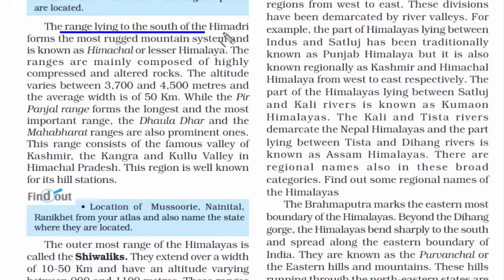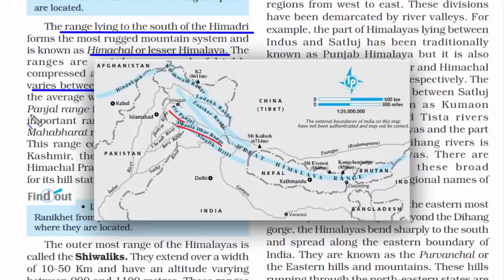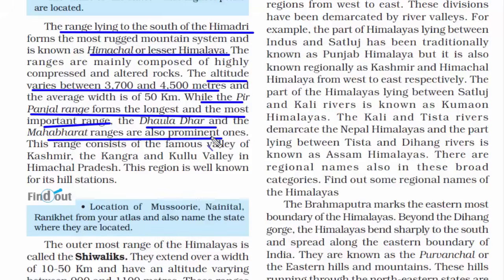Now as you go towards the southern part of the Himalaya, this range is called the Himachal or Lesser Himalaya. And obviously here the heights of the mountain peaks have to be lesser than the above one. Here it varies between 3700 and 4500 meters. Pir Panjal is one of the longest and most important ranges here, followed by Dhauladhar and Mahabharata ranges. We also have some famous valleys like the Kashmir, the Kangra, and the Kullu Valley, and this region is well known for its hill stations.